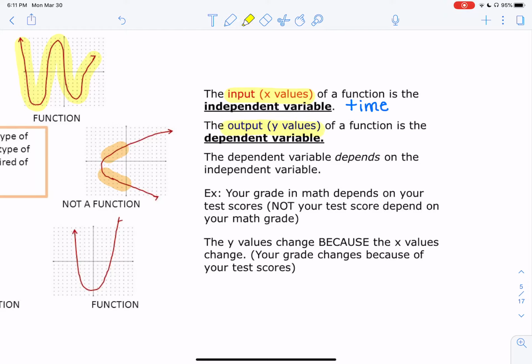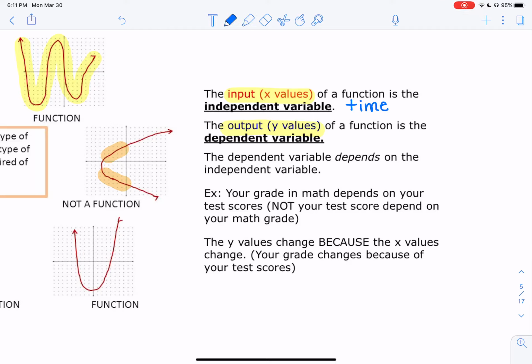That's your dependent variable. So in the case of maybe a science experiment, you might be detecting how quickly something melts over a period of time. And so the dependent variable might be the mass of an ice cube. And that would change over a period of time, dependent on what that time is.